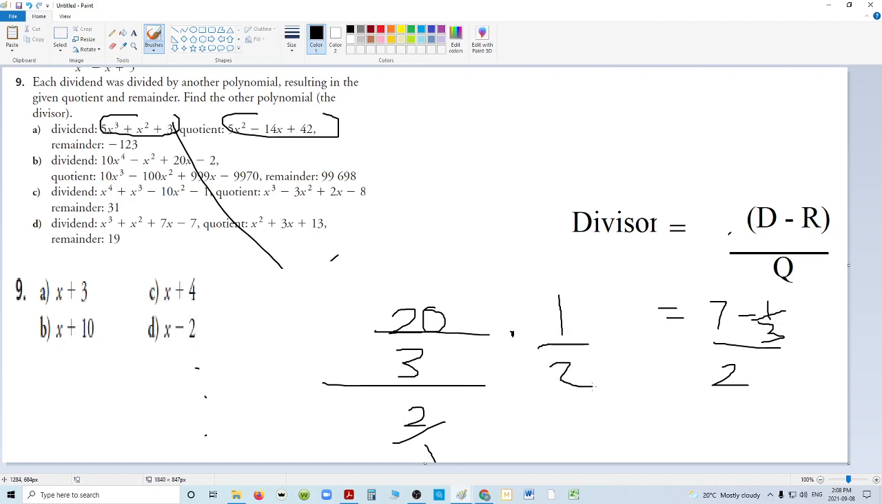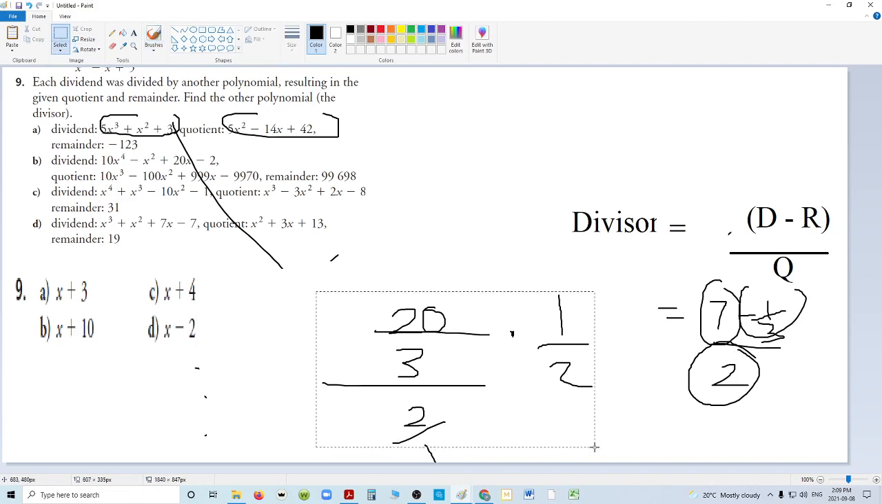Oh, it's not working out, so I did something weird. This was the dividend. That's the remainder. That's the quotient. 20 over 3 times 1 over 2 is 20 over 6. Oh, it didn't work. That's weird. It should have worked out.